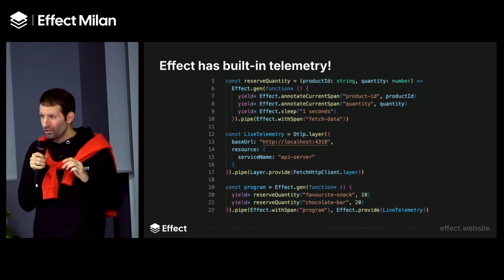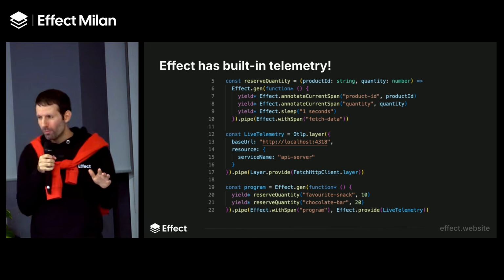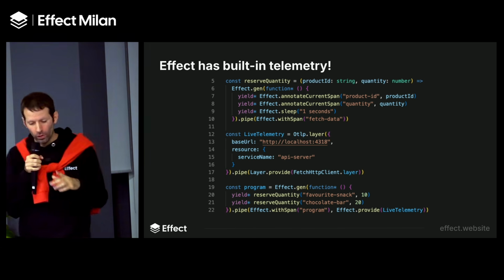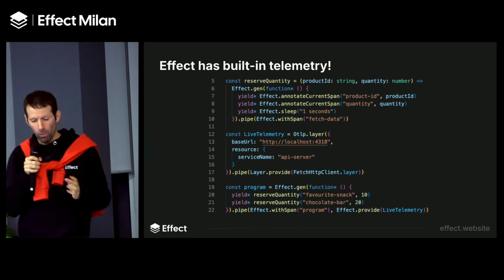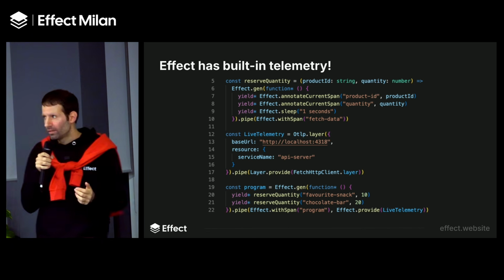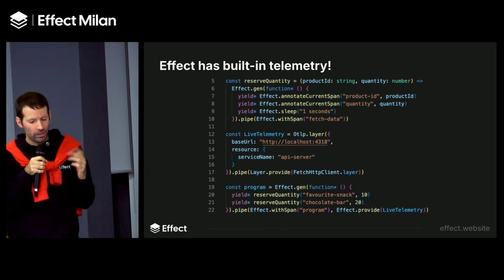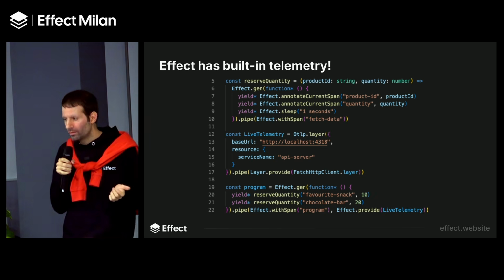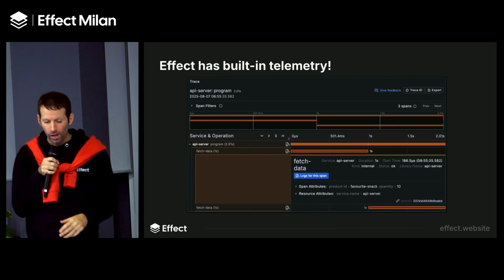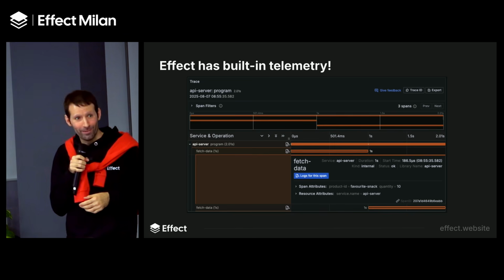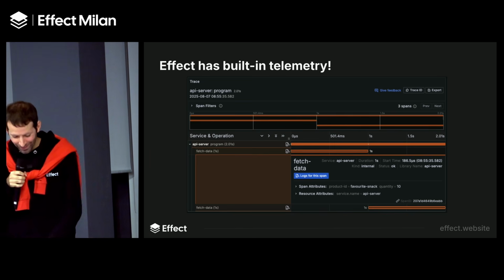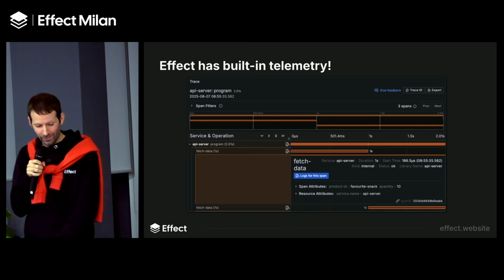You just need to provide the name of the span. You may additionally provide other information to annotate the current span. And then at the edge of your program, what you need is to provide the exporter to your telemetry endpoint. And that's really it. Now you have full instrumentation of your code. And again, try to do that without Effect, and you'll see that's not a trivial task.